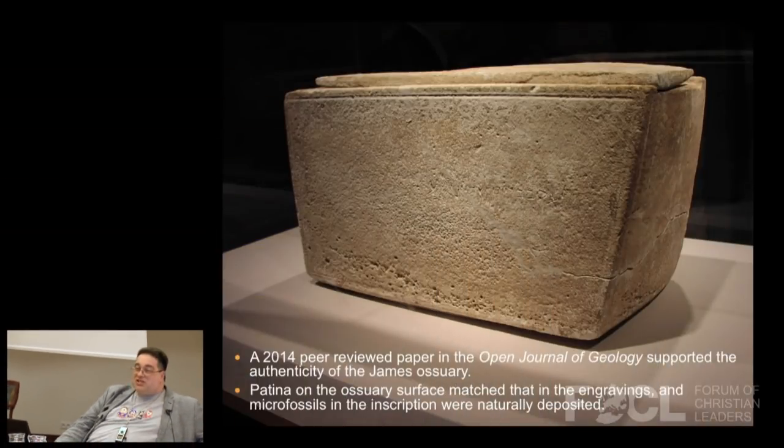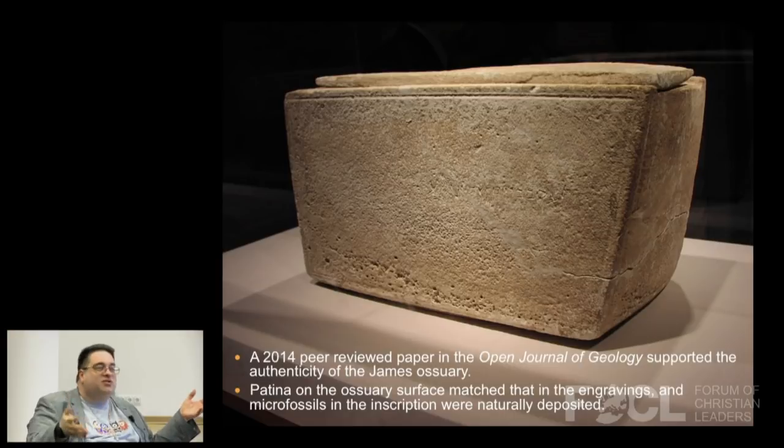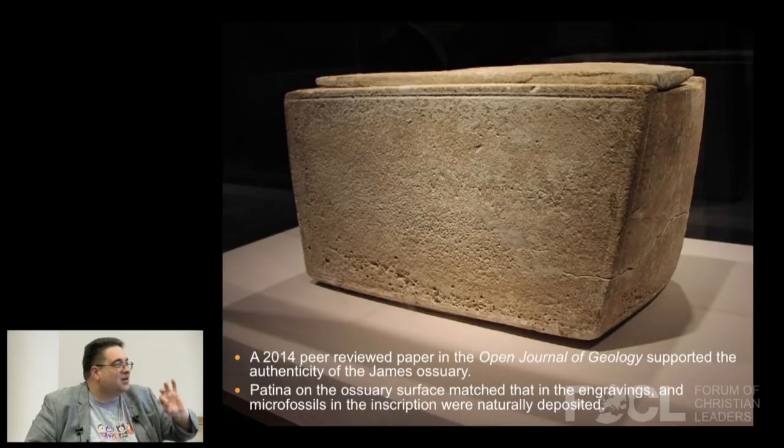And then in 2014, there was a peer-reviewed paper in the Open Journal of Geology published that supported the authenticity of the ossuary and the inscription. There were questions about, okay, it's definitely a 1st century box, but maybe someone carved a new inscription into an old box to make a forgery. And then there was a question of, okay, some of the inscription is definitely authentic, but maybe someone got an old ossuary that said, you know, James, son of Joseph, and then added on brother of Jesus to make it more interesting, to make it into a forgery.